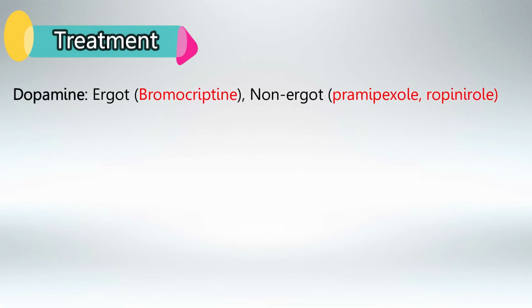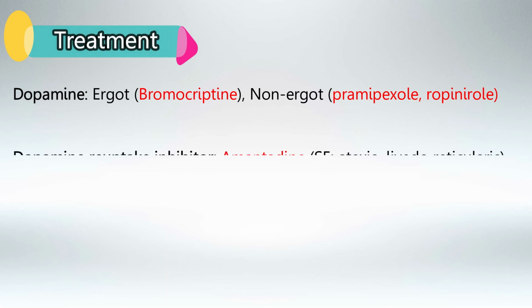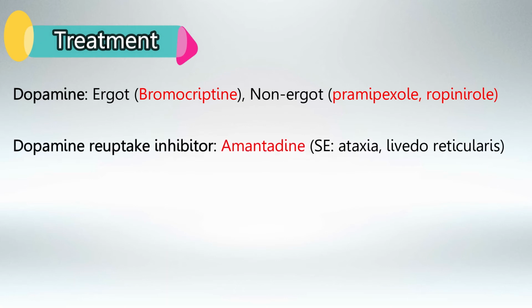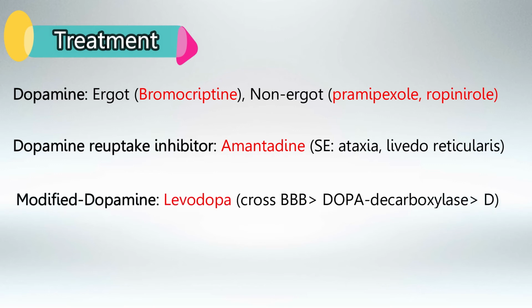So to treat Parkinson disease, we can give dopamine agonists, and these can be either ergot or non-ergot. Ergot as in bromocriptine, and non-ergot as pramipexole and ropinirole. We can also increase dopamine by giving dopamine reuptake inhibitors, as in amantadine, which will cause ataxia and livedo reticularis. We can also increase dopamine using a modified version of dopamine called levodopa.